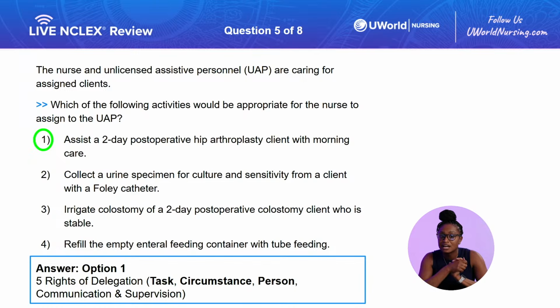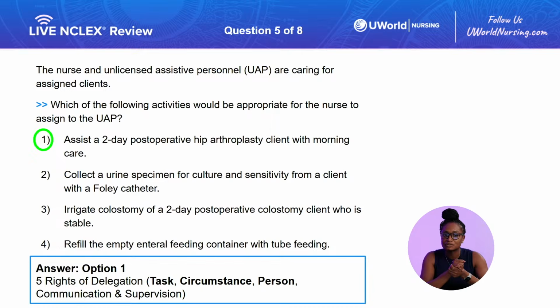Option 3, irrigate a colostomy of a 2-day post-operative colostomy client who is stable. Although this client is stable, irrigating a colostomy is within the scope of practice for a nurse. One, because 2 days post-operative, things can quickly arise, but two, it's an invasive procedure, and we don't want to do that for a new client with a new ostomy. So irrigation, invasive, not for a UAP.